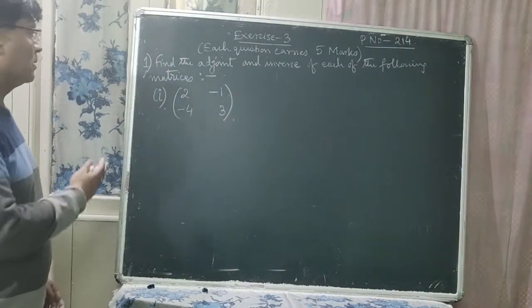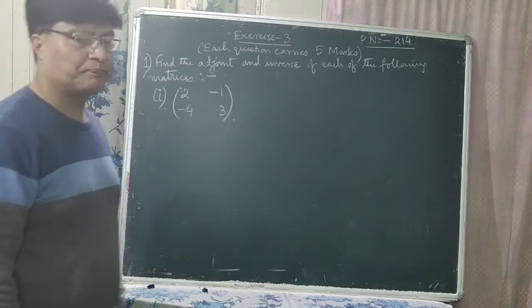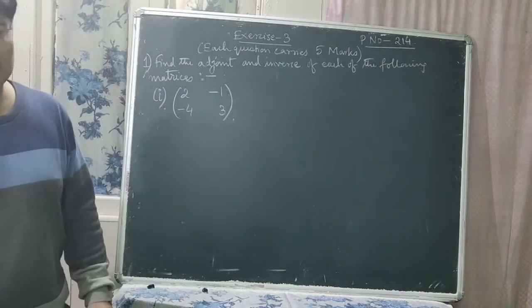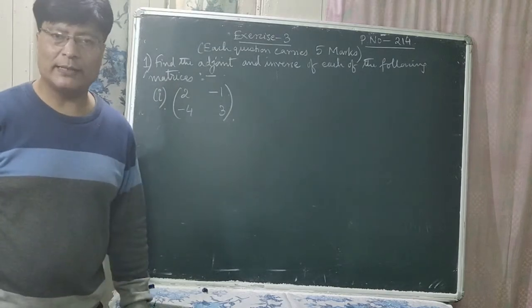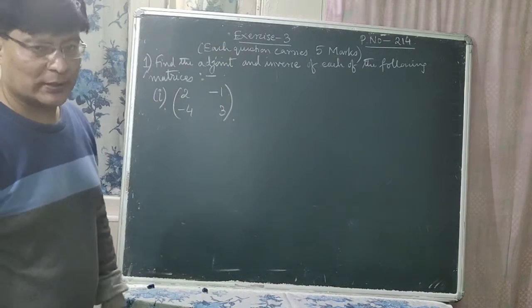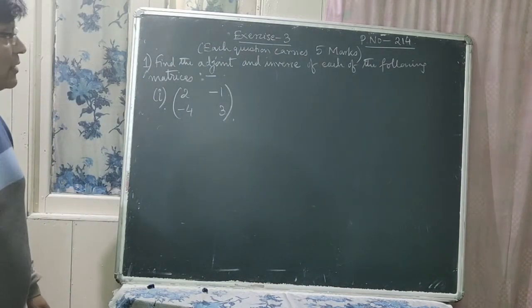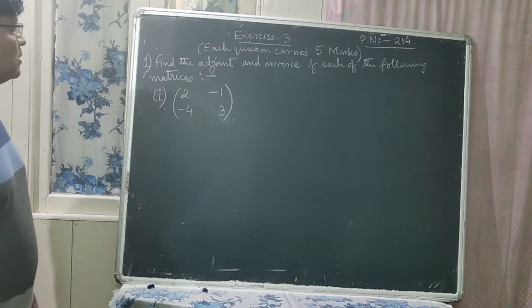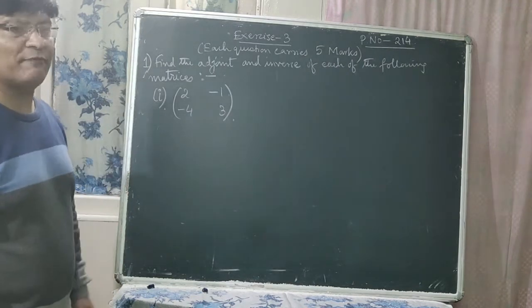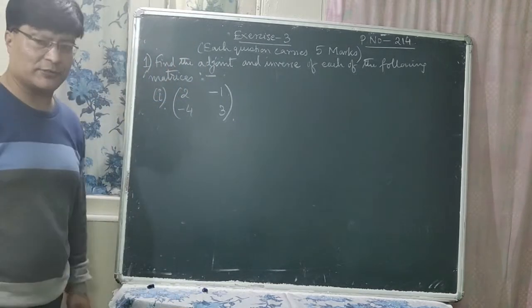So now we'll do this problem number 1. This is from exercise 3. The book is Higher Mathematics for Class 12 by Sailendra. Exercise 3, page number 214. The section is: each question carries 5 marks. Question number 1 is: find the adjoint and inverse of each of the following matrices.